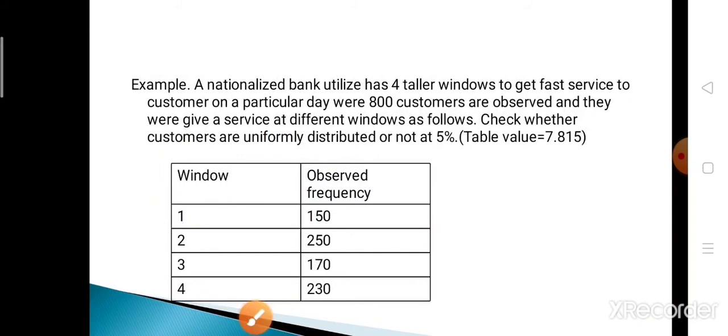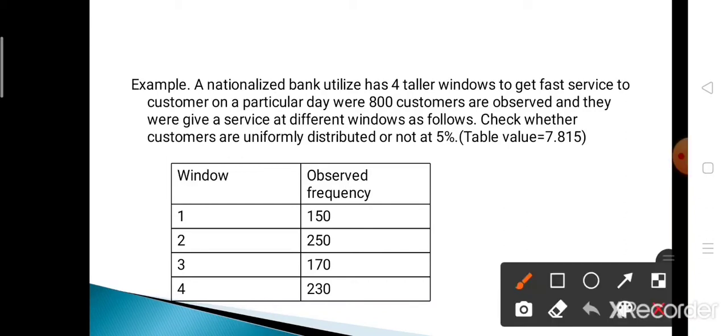A nationalized bank has 4 teller windows to give fast service to customers. On a particular day, 800 customers are observed. That means here the total of the observed frequency is 800, and they were given service at the different windows as follows. Here we are given the 4 teller windows. Check whether the customers are uniformly distributed or not at 5% level of significance, and here the table value is 7.815.